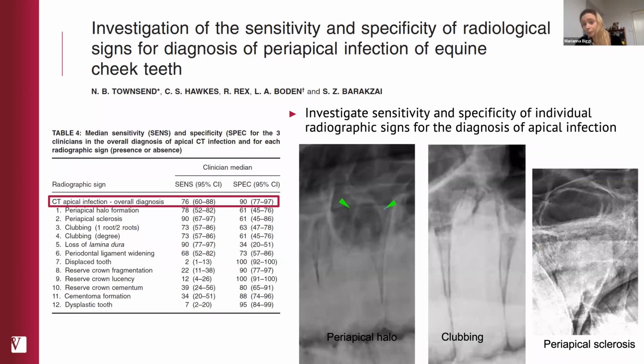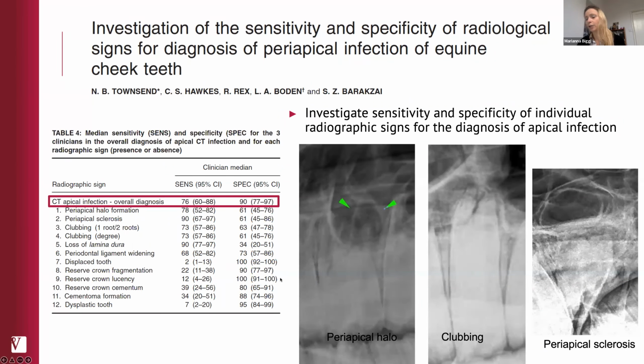This paper looks at the sensitivity and specificity of radiological signs for diagnosis of periapical infection of the equine cheek teeth. There were 41 infected cheek teeth and 41 control teeth, and they looked at cropped images, so they looked at each tooth separately. So it's not quite the same way we would look at radiographs, but they looked at a large number of changes for each tooth. We can see in this table what they looked at.